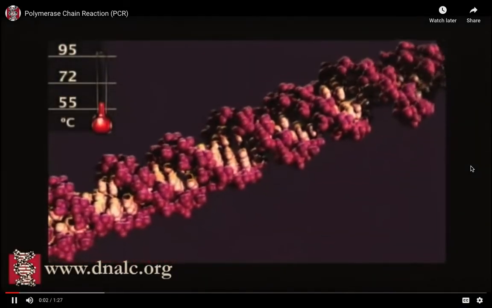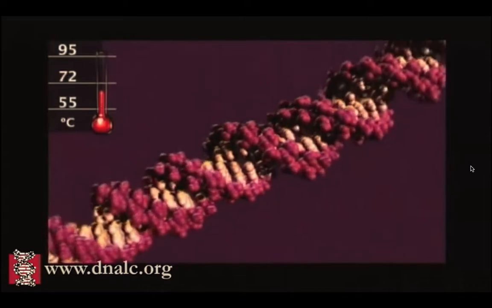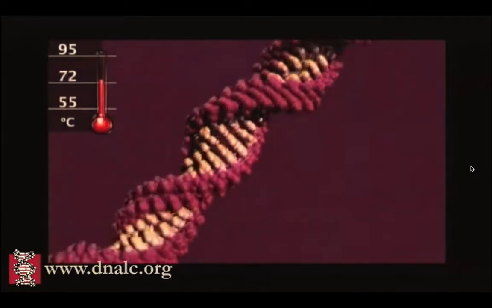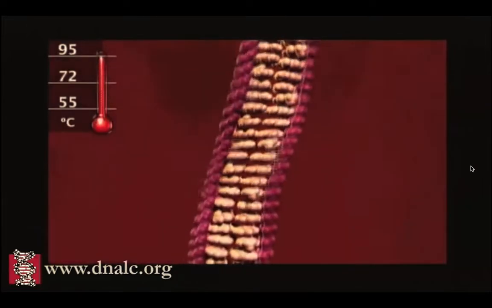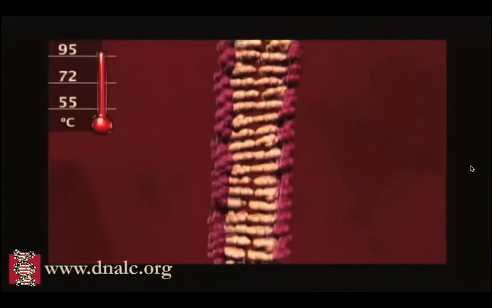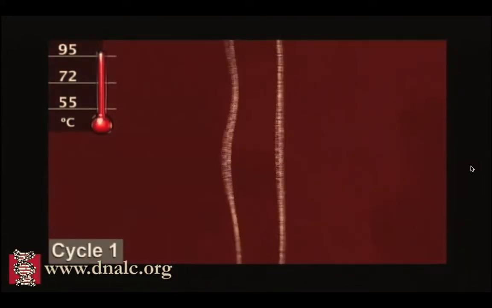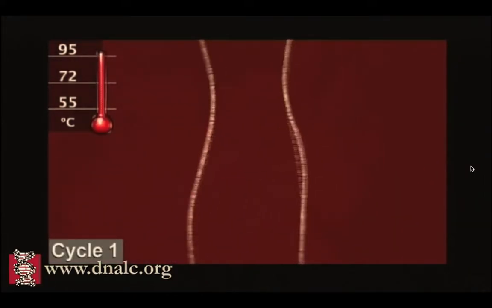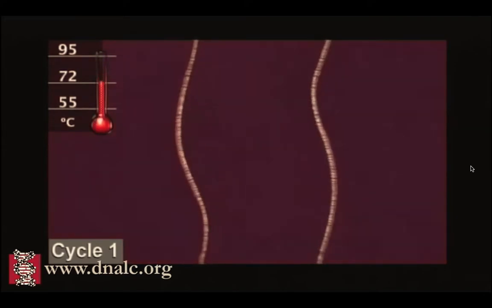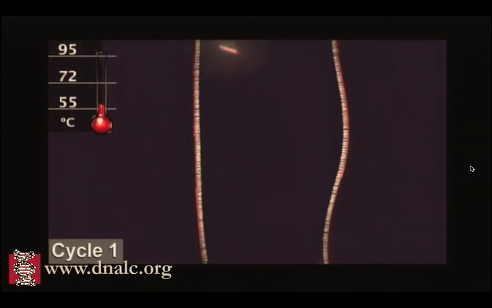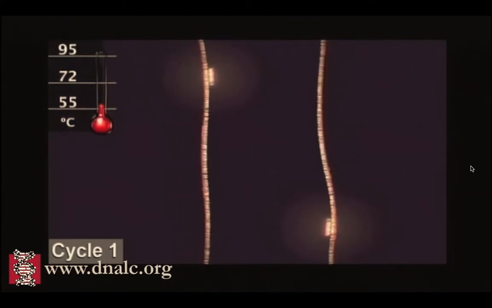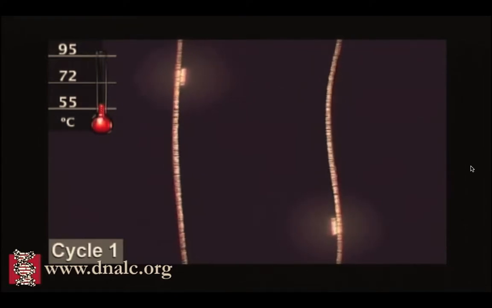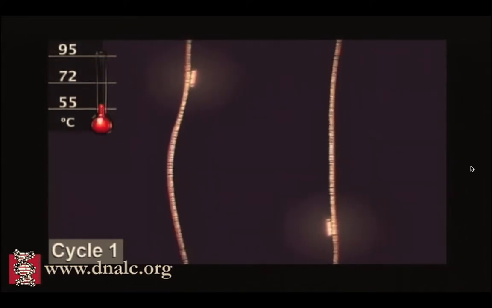Polymerase chain reaction, or PCR, uses repeated cycles of heating and cooling to make many copies of a specific region of DNA. First, the temperature is raised to near boiling, causing the double-stranded DNA to separate or denature into single strands. When the temperature is decreased, short DNA sequences known as primers bind or anneal to complementary matches on the target DNA sequence. The primers bracket the target sequence to be copied.